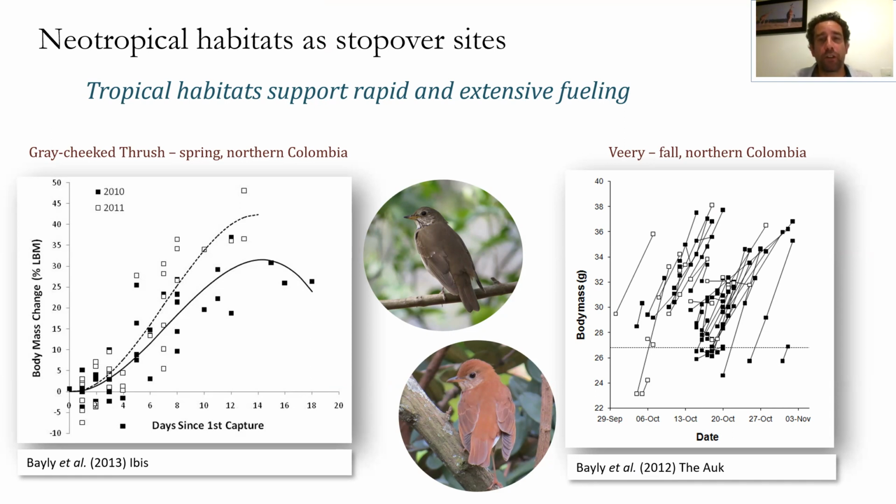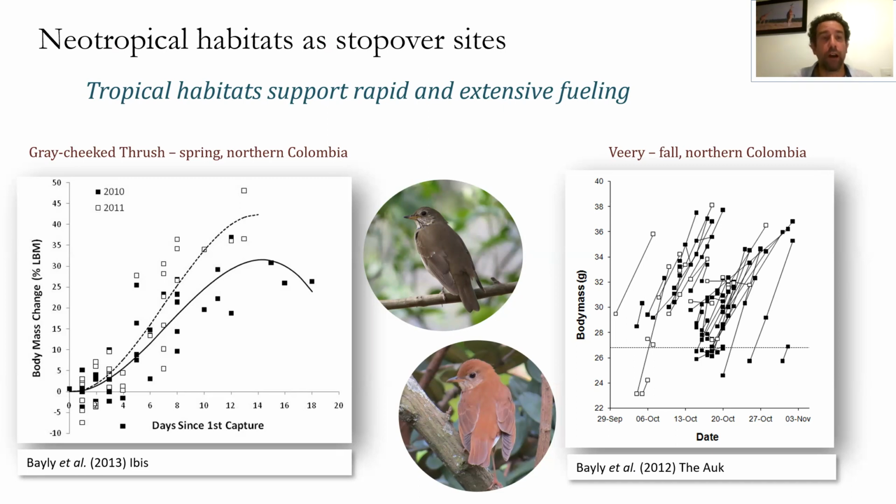You're going to see a bunch of graphs like these two over the course of this talk, so I just want to explain a little of what you're seeing here, so it's easy to digest as we move forward. On the left-hand side, we're looking at change in body mass over time in gray-cheeked thrushes recaptured on one or more occasions during their spring stopover in Colombia. Each of those symbols is the change in body mass of an individual bird between its first capture and any subsequent capture. And those lines are basically just showing the average body mass trajectory within the population.